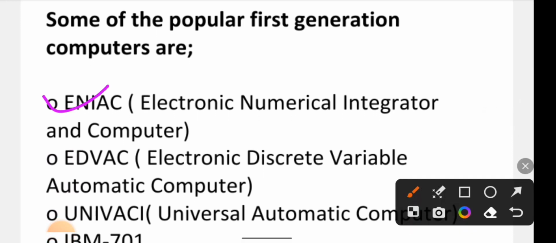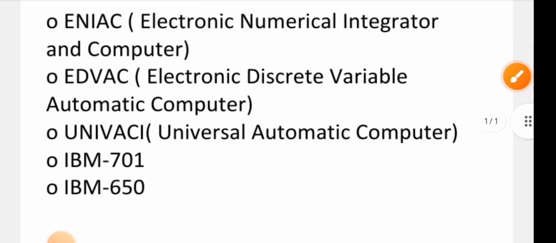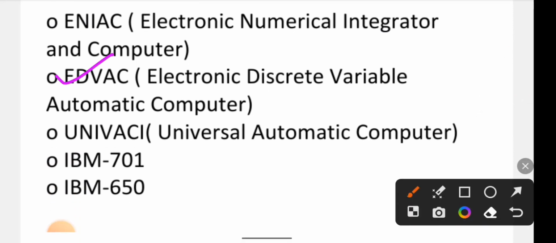ENIAC was the first example of this generation, electronic numerical integrator and computer. And the second one is EDVAC, electronic discrete variable automatic computer. And the third is UNIVAC, universal automatic computer. And the fourth is IBM, International Business Machine 701 and IBM 650. These are the examples of the first generation.